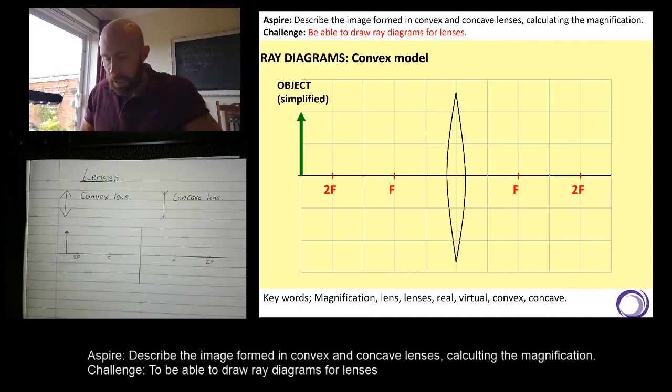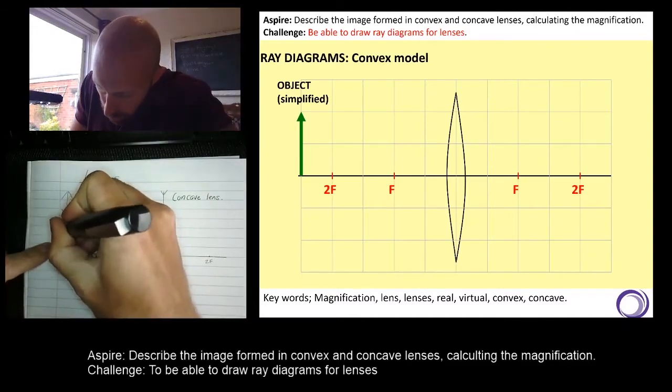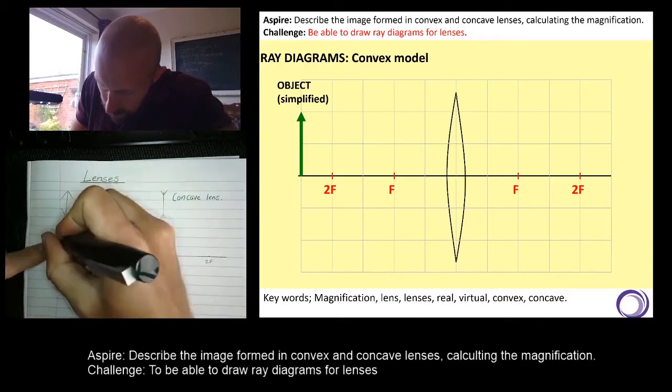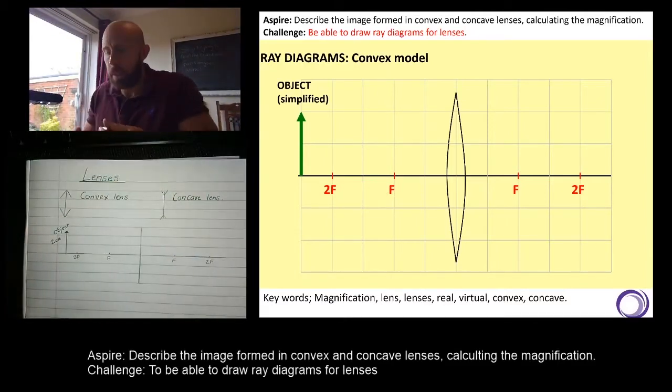Okay, and let's label that. So that is the object, and it is 2 centimeters. That's really important because you can see as part of the objective, we need to calculate magnification. So we need to know the size of the object in order to do that.